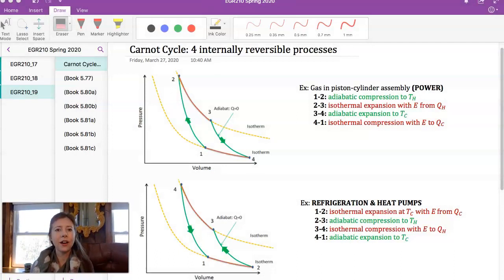So this is the Carnot cycle, and the Carnot cycle consists of 4 internally reversible processes. Let's look at the PV diagram at the top left here. This example is for gas in a piston cylinder assembly, and this would be a power cycle. Starting with state 1 in the bottom left here, you can see that the pressure is fairly low and the volume is relatively low, and these golden dashes represent isotherms, lines of constant temperature. Along this isotherm at state 1, we're at our cooler temperature, T sub C.